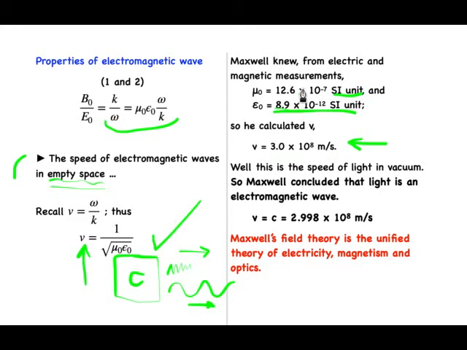So Maxwell said, look, I have this theory. There are waves. They travel at 3 times 10 to the 8 meters per second. That's the speed of light. So Maxwell concluded that light is an electromagnetic wave.